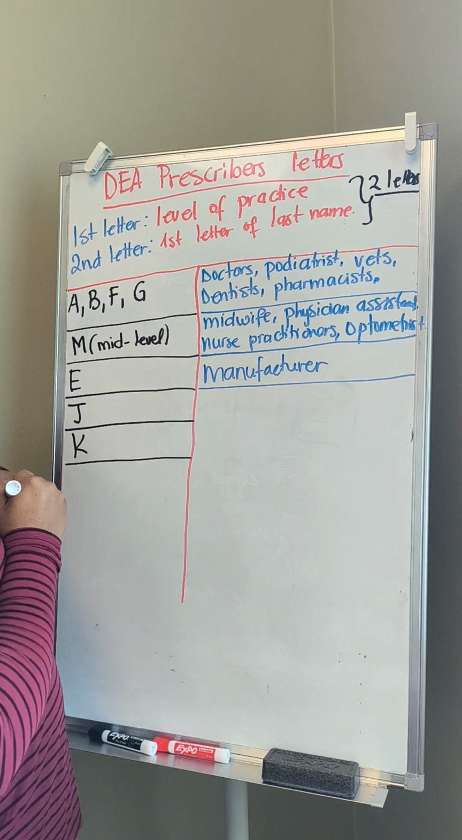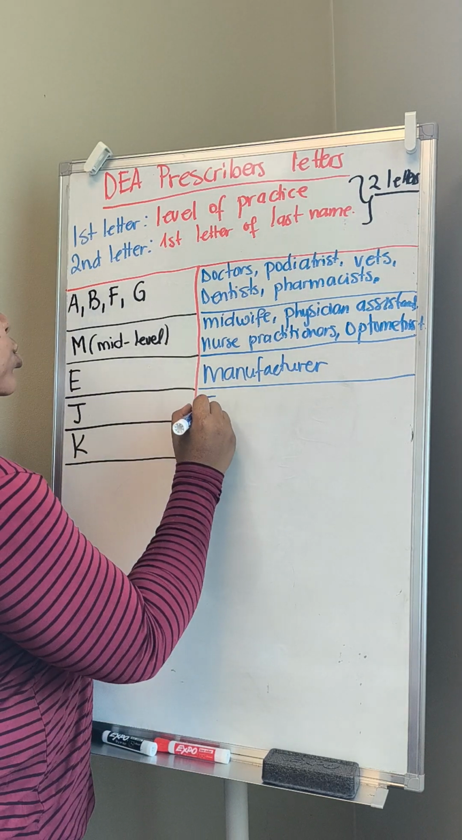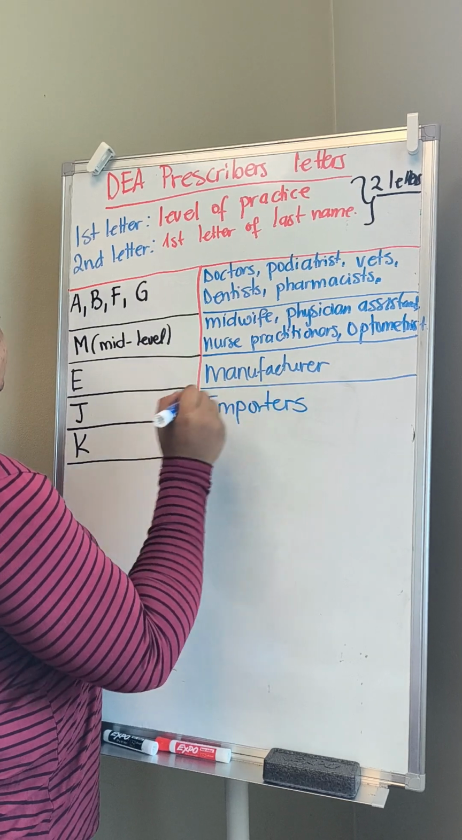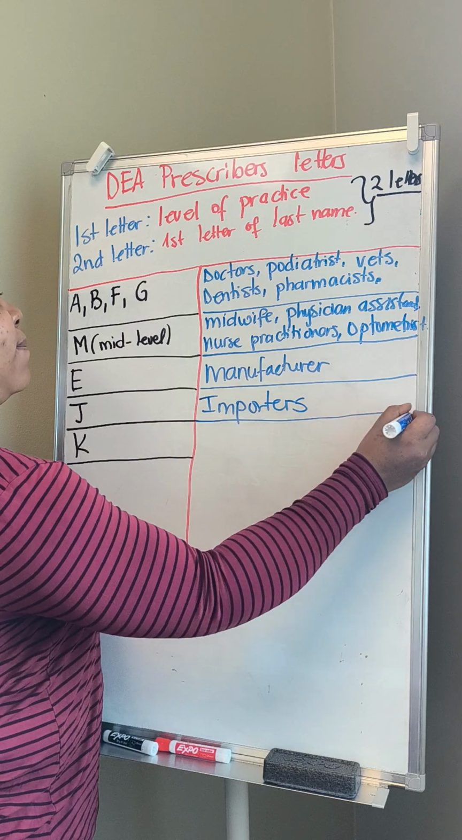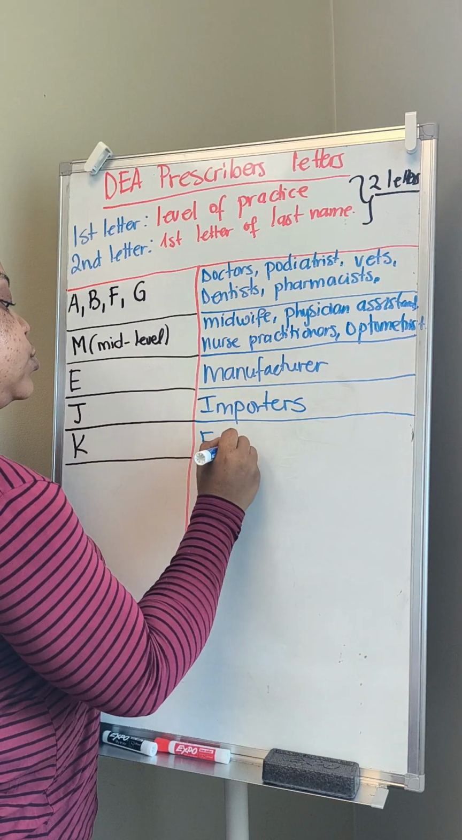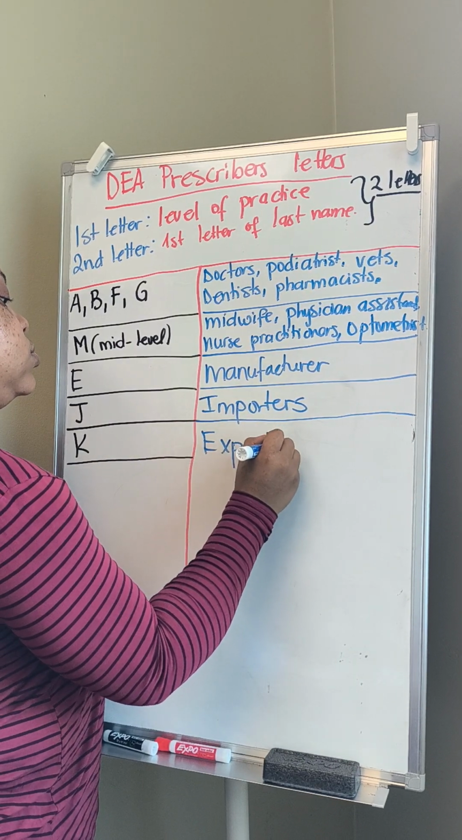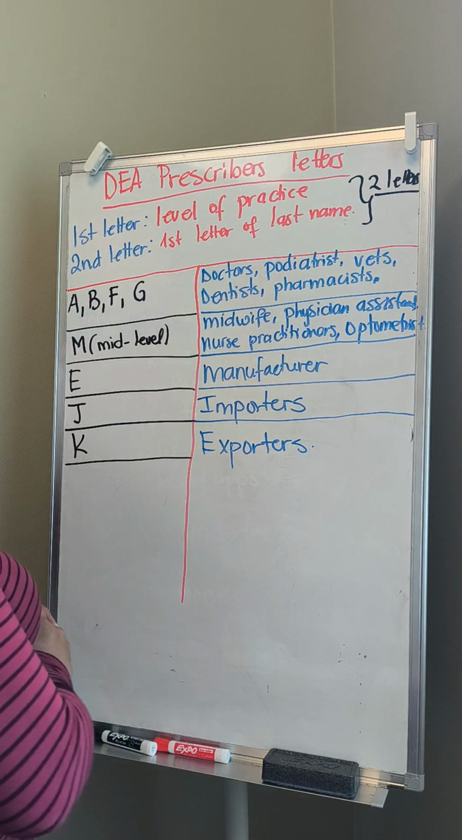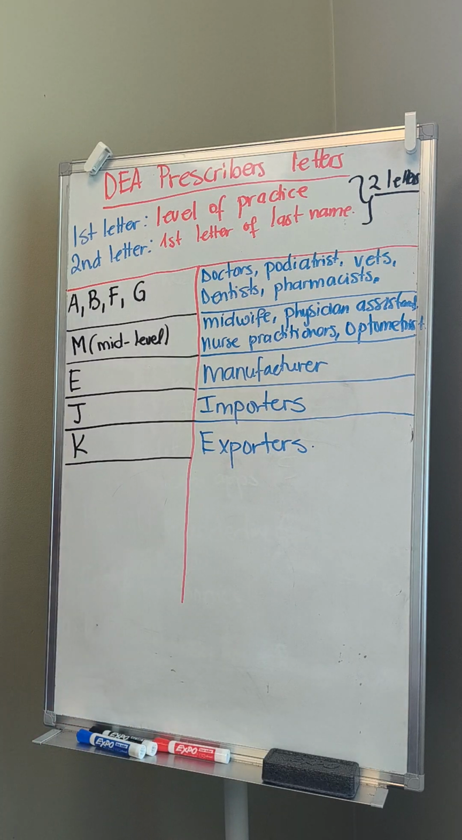I don't know. J is what? Importers. And K would be exporters. Okay. These are the DEA prescriber letters.